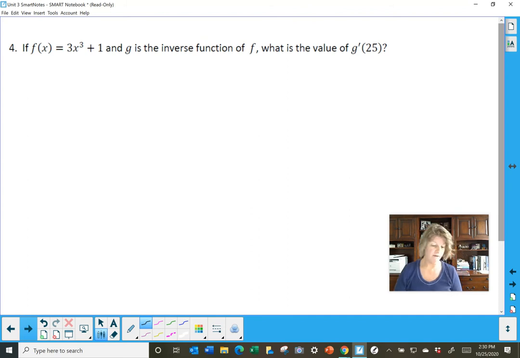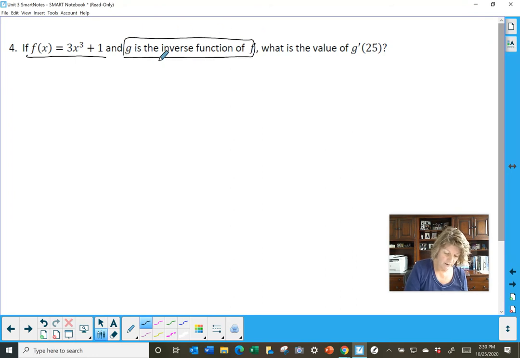Number 4, if f of x equals 3x cubed plus 1 and g is the inverse of f, what is the value of g prime of 25? All right, lots said there, right? So I've got to digest it a bit. g is the inverse of f. That tells me that g of x is equal to f inverse of x. Now I've got a relationship between these, right? I know the relationship.